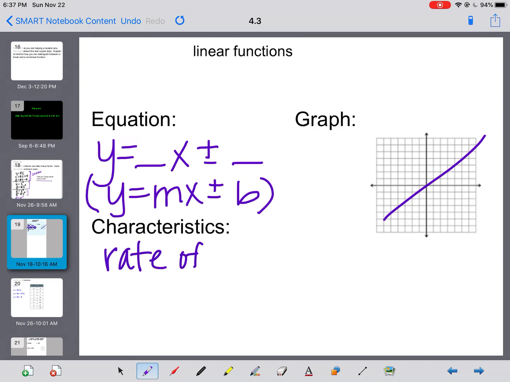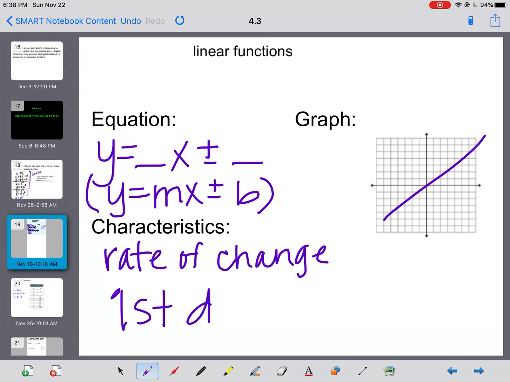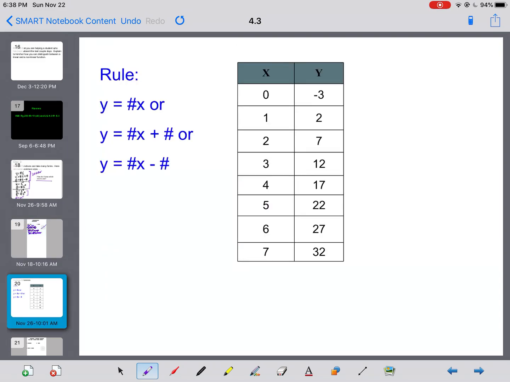Okay, that's what you're going to do with a linear function. And in order to figure out if you're going to use a linear function, you would be looking to see if they have a constant rate of change. So that it's changing by the same amount every time. And we like to call this our first difference. And I'll show you why.